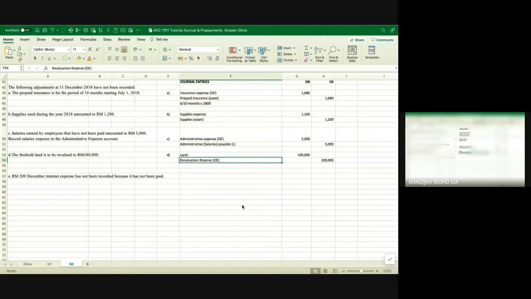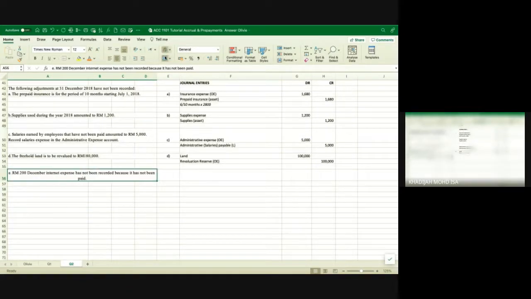Okay, all right. Then the final one, Command X, we have Command V here. We have siapa dia? Merger. Okay.